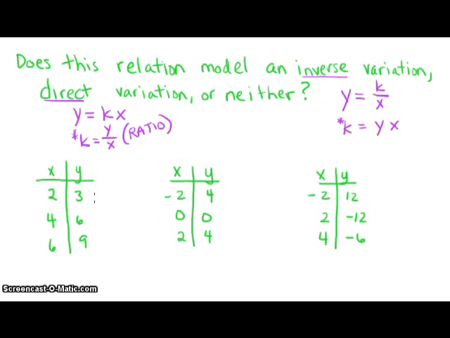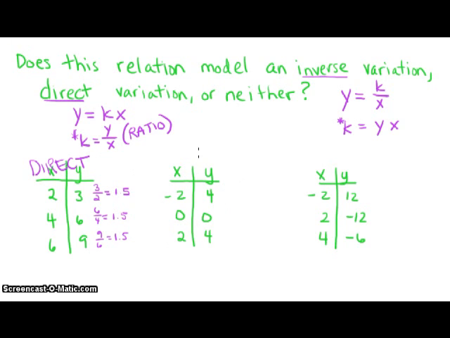So our task here is to determine if it's an inverse variation, a direct variation, or neither. So let's start with this first one right here. First, let's check the ratios, y over x. So 3 over 2. Well, that equals 1.5. Alright, so let's try this one, y over x. 6 over 4. And if you type that into your calculator, that equals 1.5. This is looking good. Again, y over x. 9 over 6. 9 divided by 6 is also 1.5. So because each of these ratios is the same, this one is a direct variation.